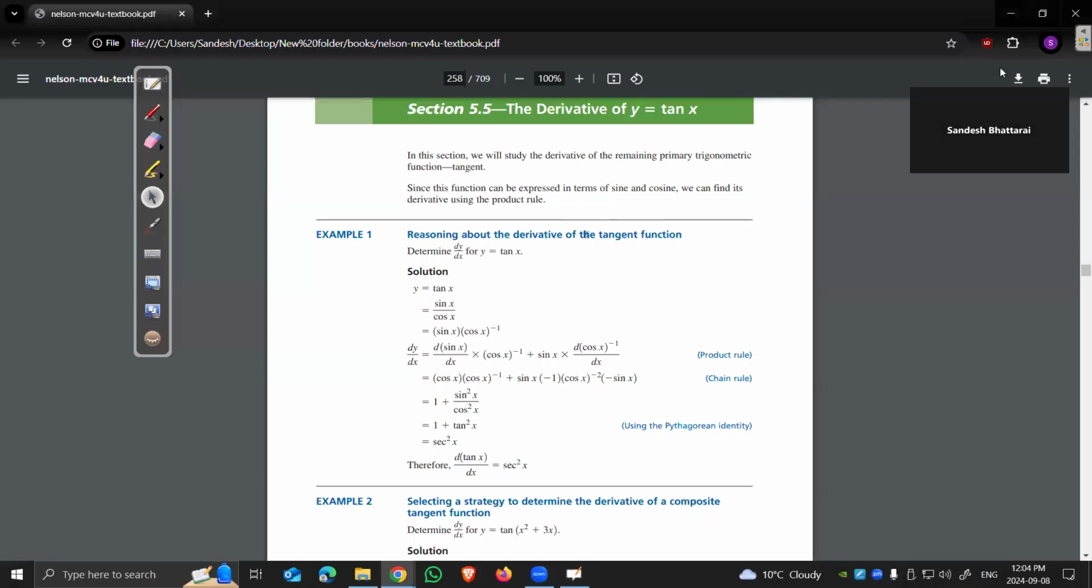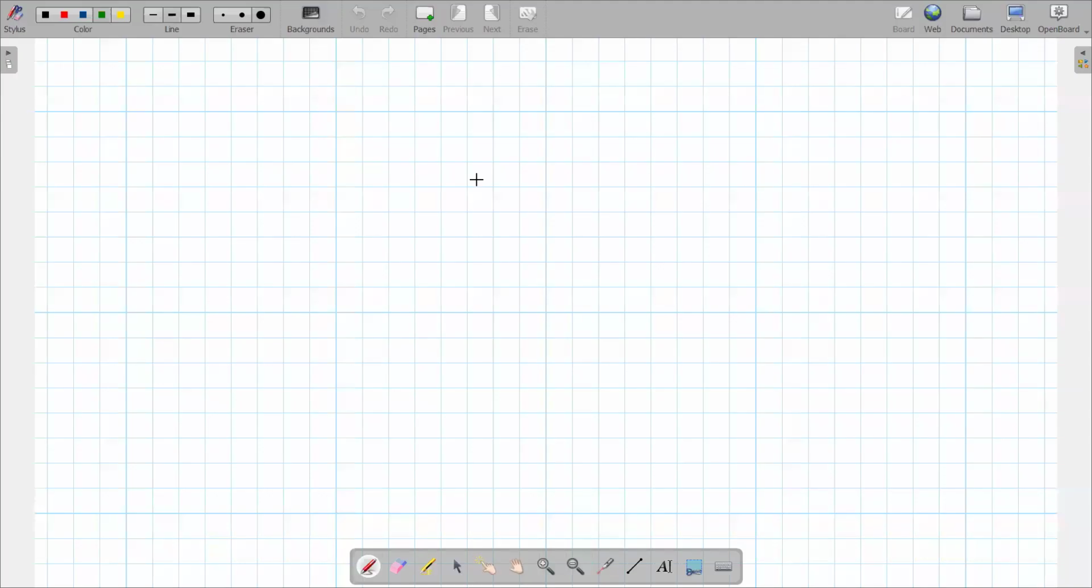So yesterday we did the derivatives of sine and cosine. Today we're going to do the last main function, the last primary trig ratio, which is the tangent function, tan of x. Tan of x is a little bit weird, and you'll see that its derivative is also a little bit weird. So again, just to recap, don't worry about the straight lines.